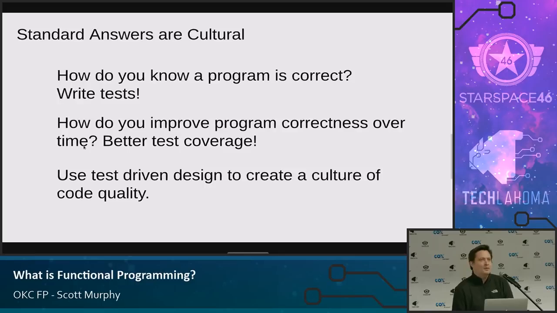Yeah, so I think a lot of the time the answers to how you prove a program correct are cultural, right? You write tests, you use test-driven development, you check for code coverage. I think those are great answers. I think everybody should be doing that. You definitely should. But I feel like we can have a little bit more.